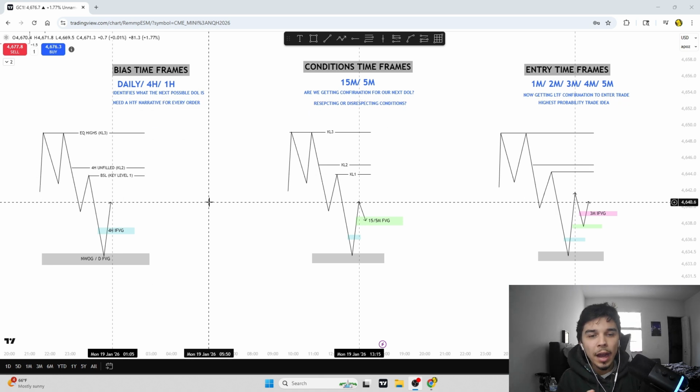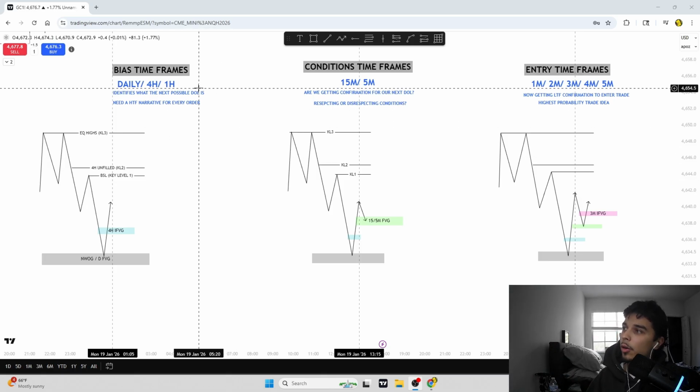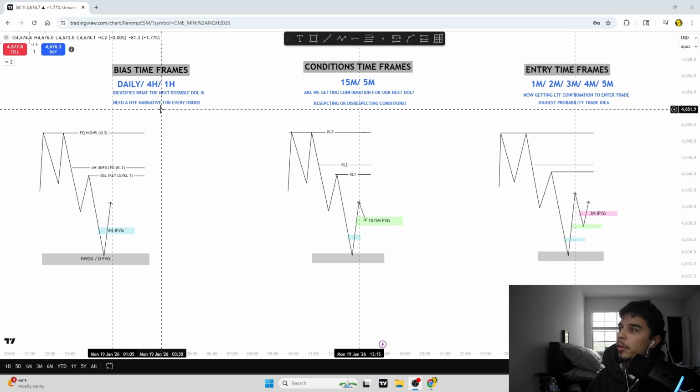Even though we get a higher time frame inversion with lower time frame confirmation, it doesn't mean price has to go towards that next draw on liquidity, right? The market can do whatever it wants, but it can give us further confirmation. Trading is just a game of probability, so the higher probability trade we have, the more likely it'll play out. Obviously, nothing is 100%, but before every order, we need a higher time frame narrative for every single order.